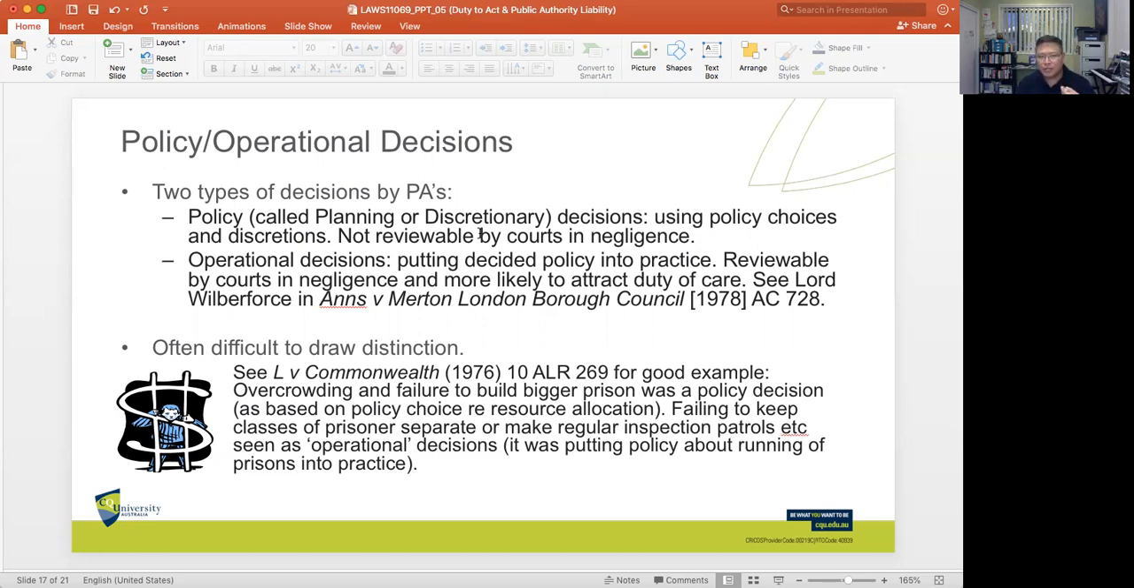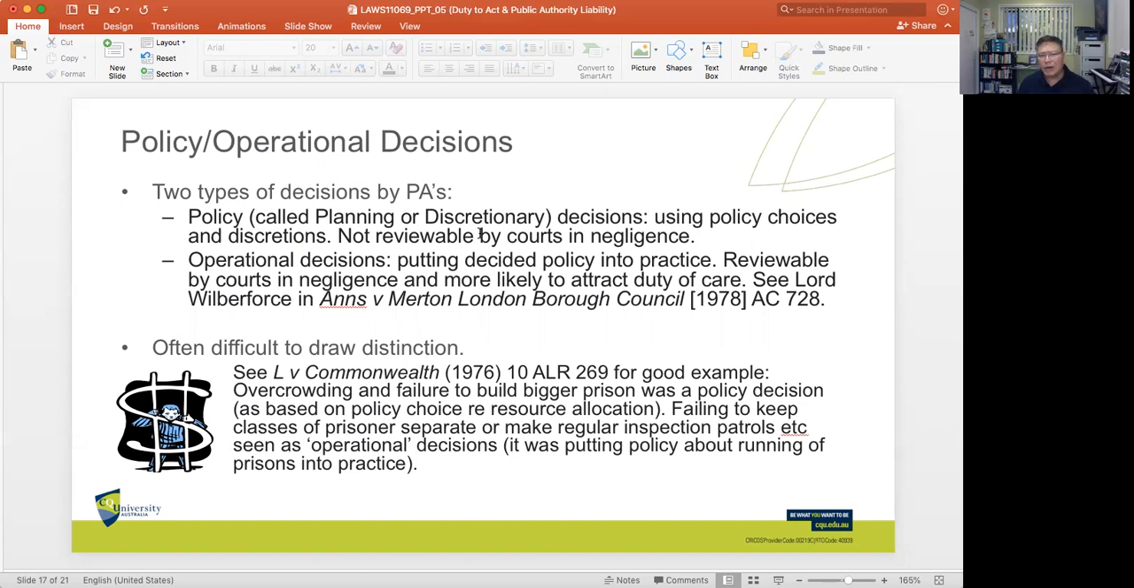Now, however, if it is an operational decision, following the case of Anns versus Merton London Borough Council, and it's about putting policy into practice, these can be reviewable by courts in negligence and more likely to attract the duty of care. So in the case of Anns versus Merton London Borough Council, there was a claim on the part of the plaintiff that the council, because the council had the responsibility to regulate and issue permits, could have prevented the issuance of permits, which then led to the buildings, which were in decrepit condition. And in that particular case, the court said that if it was an operational decision, then it was something that was reviewable by the courts.